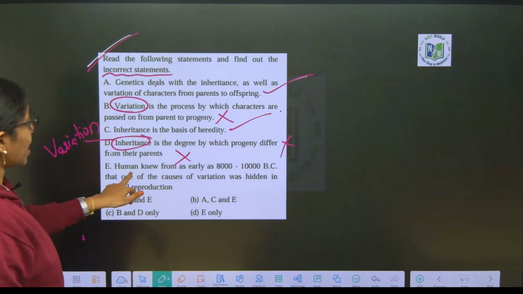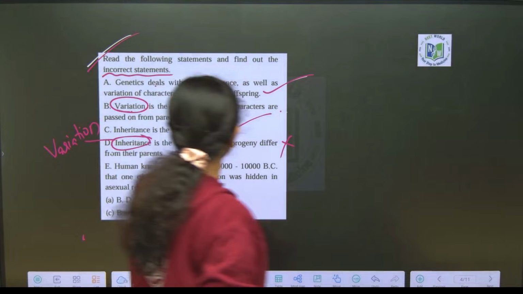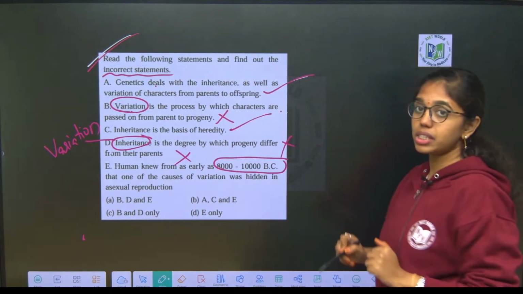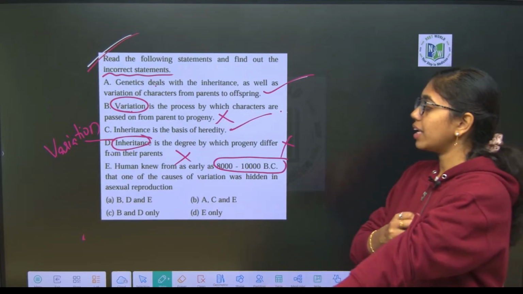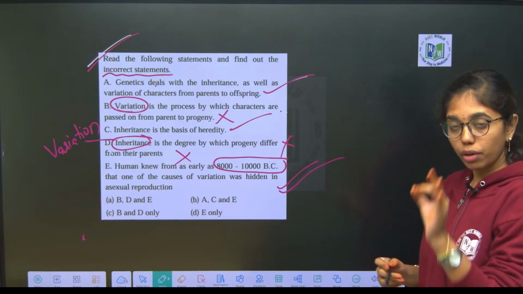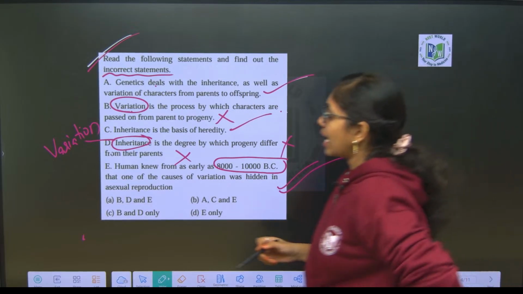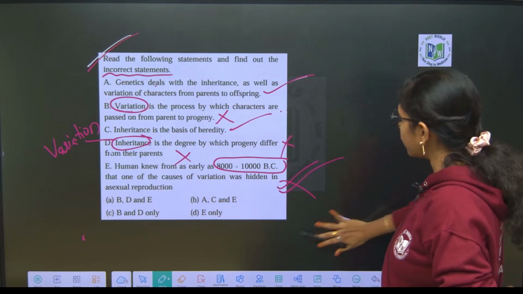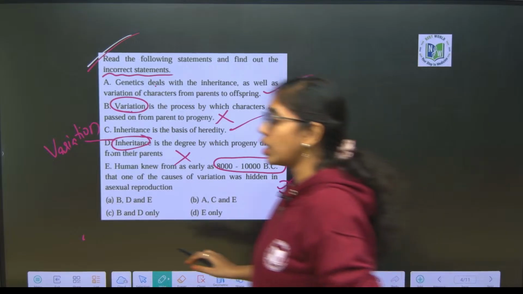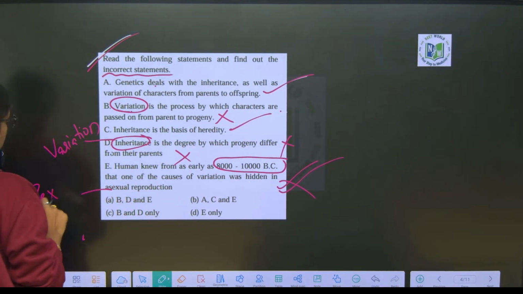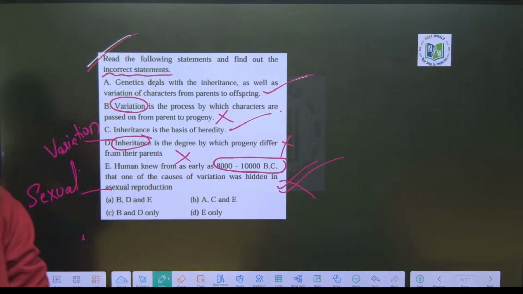And then statement E, humans knew from as early as 8000 to 10,000 BC that one of the causes of variation was hidden in asexual reproduction. One of the causes is hidden in where? Asexual reproduction. So, this is wrong. Cause of variation is hidden in where? Sexual reproduction. Cause of variation is hidden in sexual reproduction.